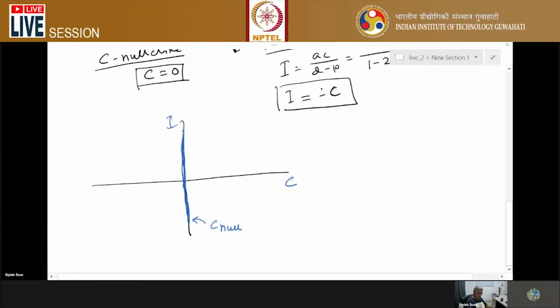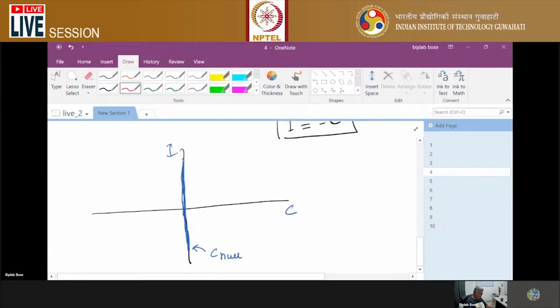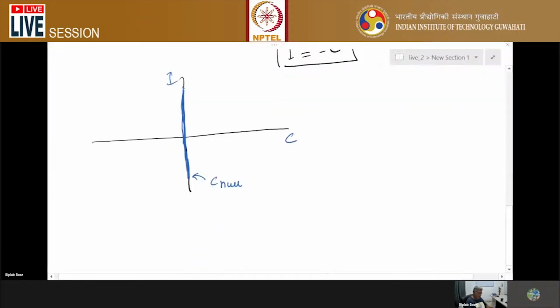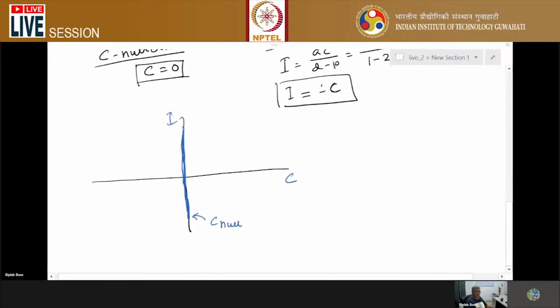Let me change the color for the other null-line. Let me take the green one. So now I will draw the I null-line. This equation will be used: I equal to minus C. So it will be a straight line with a negative slope. There is no intercept, right? So let me try roughly. My hands are shaking. Please bear with me. Imagine this is a straight line. So this is the I null-line.